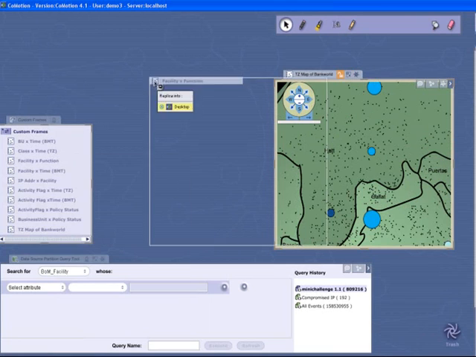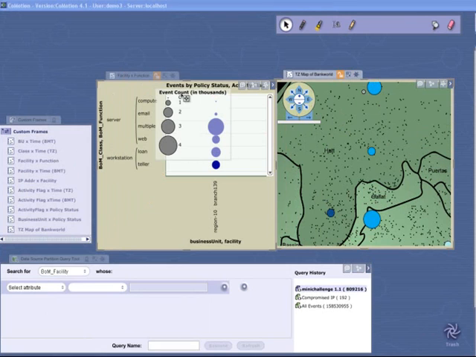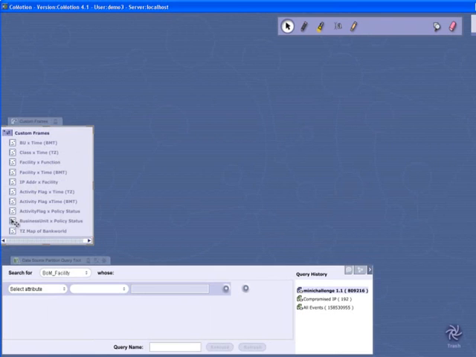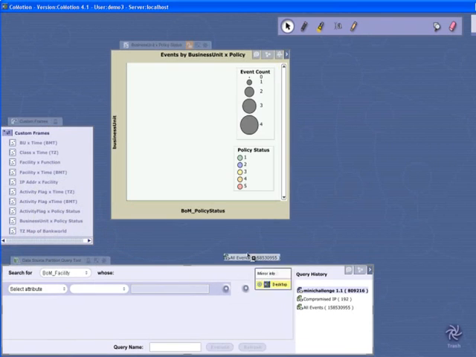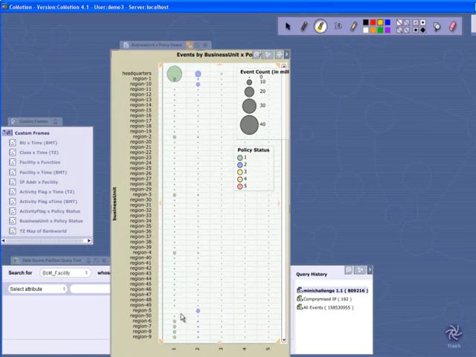When we drag branch offices surrounding the data center into another chart just for identification, we find that the data center is surrounded by region 10, which showed anomalies in the 2 p.m. dataset. We return to the full query of all events and drop it in the same chart we used in the 2 p.m. dataset showing business unit by policy status.